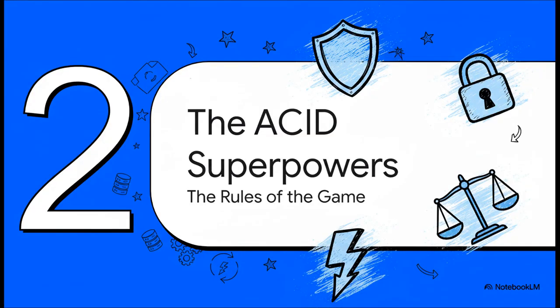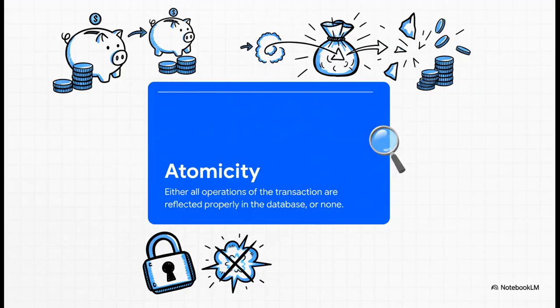Now, for a transaction to be really trustworthy, it has to follow 4 incredibly strict rules. And you can think of these as its superpowers. They're known by the acronym ACID, and they are the secret sauce that makes our digital world function. First up, we've got A for atomicity. This means the transaction is all or nothing, plain and simple. In our bank transfer, either the money is successfully taken from account A and successfully delivered to account B, or it's as if you never even hit the send button. There is no in-between state where the money is just gone.